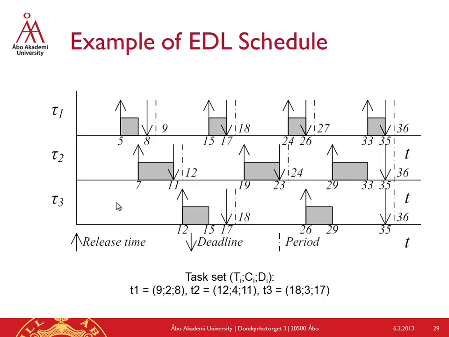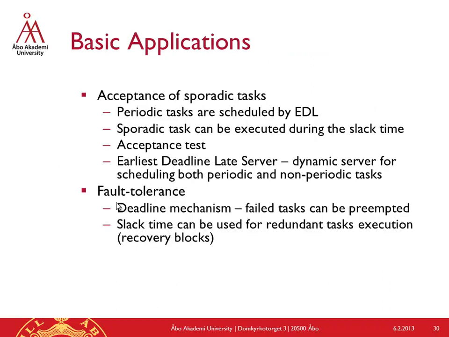The initial researchers who proposed this scheduling algorithm showed that the slack time in the beginning of this period will be the biggest one. And according to this estimation, it's possible to check if there will be enough slack time for acceptance tests, for specific sporadic tasks or aperiodic tasks. So these are the basic applications. You can specify periodic tasks, schedule them by EDL, and define a specific acceptance test algorithm for this case. And the result here is well known, it is the slack stealer.